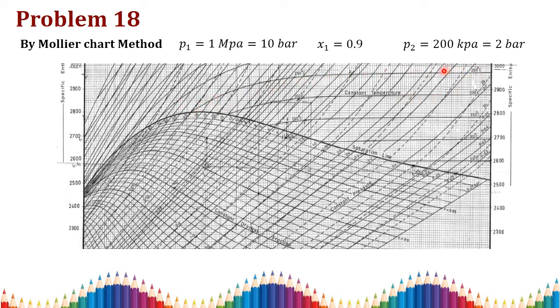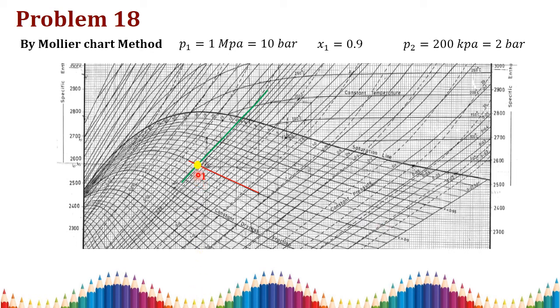First, we need to fix a point. If you need to know the state of a system, we need two entities, as we have discussed in the phase rule. Here we have two entities: pressure equal to 10 bar and the dryness fraction x1 equal to 0.9. So mark that point. This is your 10 bar pressure line, which I have highlighted, and this is your dryness fraction line, x1 equal to 0.9. So this is your point 1.